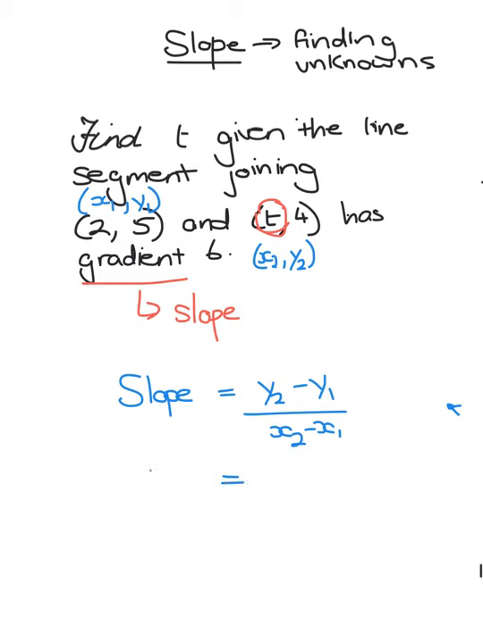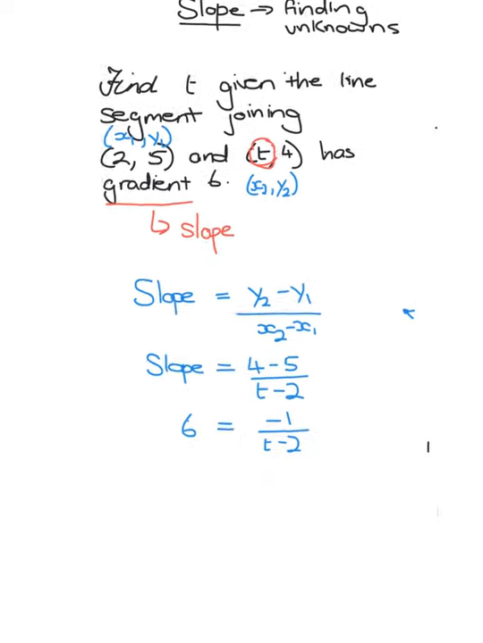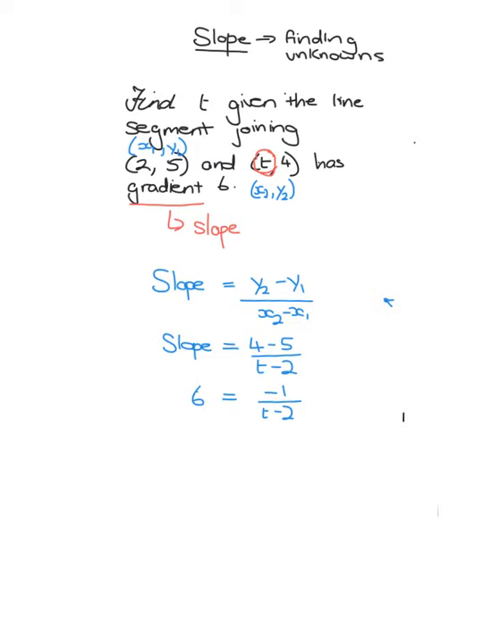So if we label that, then we're going to be able to say that the slope is equal to y2 take y1, so that's going to be 4 take 5 over x2 take x1, which is going to be t take 2. Now we can actually put in the value for slope because we know that the gradient is 6, or the slope is 6. So we can say that 6 is equal to, well, 4 take 5 is -1 over t take 2. And then we just have to find t, and we can just do that by rearranging this equation.